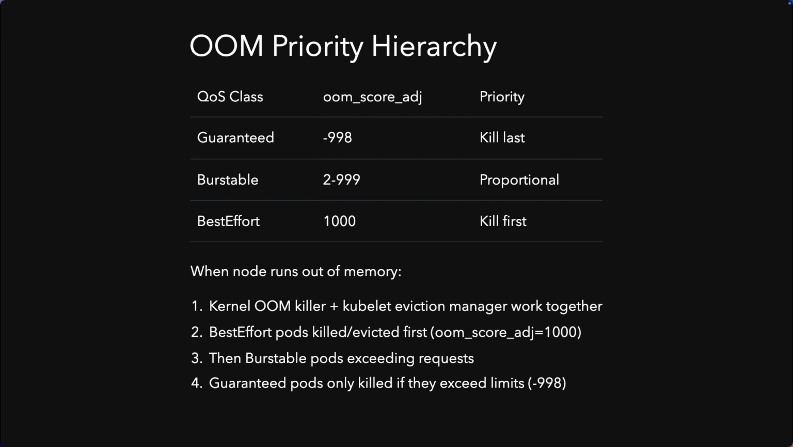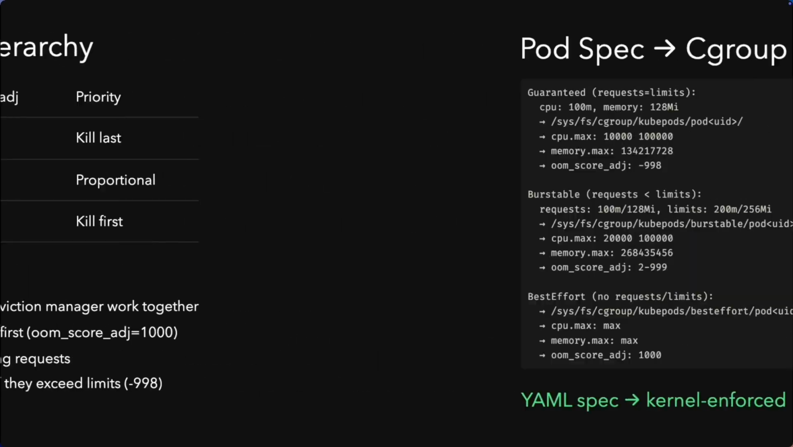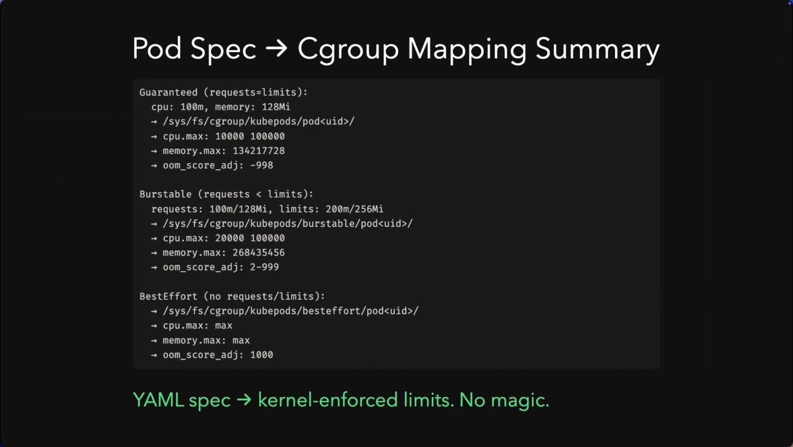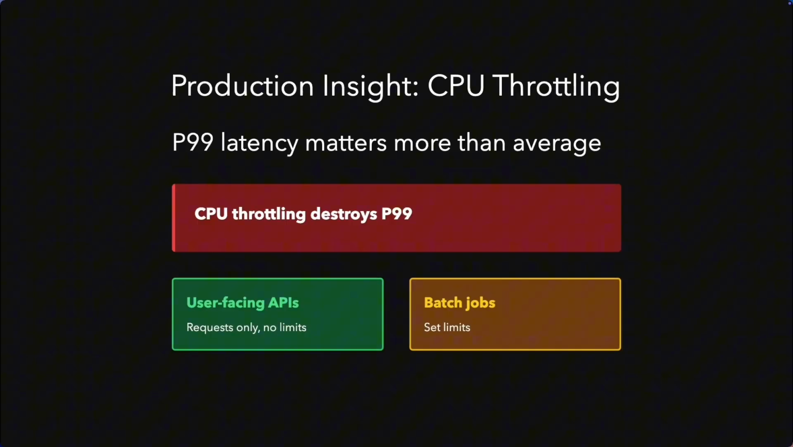In production, critical services should be guaranteed. Background jobs can be best effort, and this prevents cascading failures. This entire chain from your YAML to kernel enforcement is visible and debuggable. When you have resource issues in production, don't stop at kubectl describe. SSH to the node, check the cgroup files, see what the kernel actually enforced. Let's bring this home with the production context.